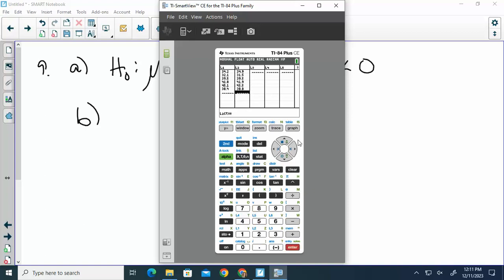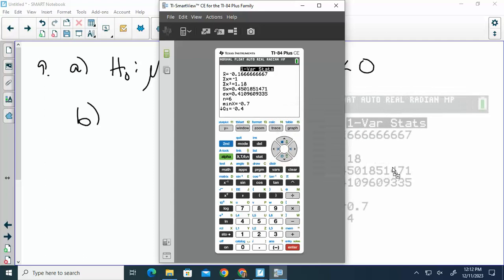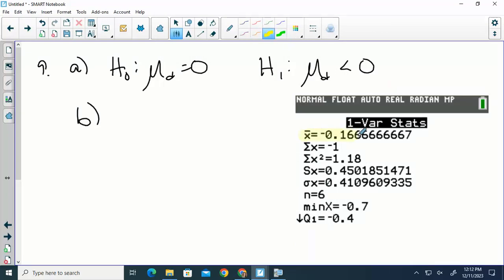Okay, so we go L1 minus L2. And then how do we get the mean and standard deviation of the difference? If you go to calculate one variable statistics for list 3, then the mean of the difference is this number, standard deviation of the difference is that number. Everybody get that?